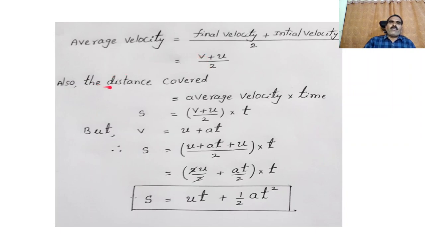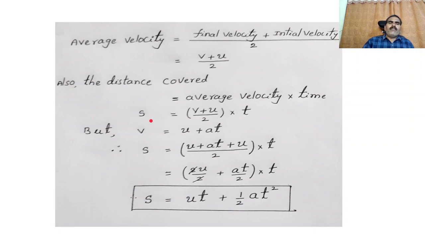The general formula is distance is equal to velocity into time. So the distance covered, or the displacement, s is equal to average velocity into time. What is the average velocity? v plus u by 2. So the distance covered, that is s, is equal to average velocity v plus u by 2 into time t.